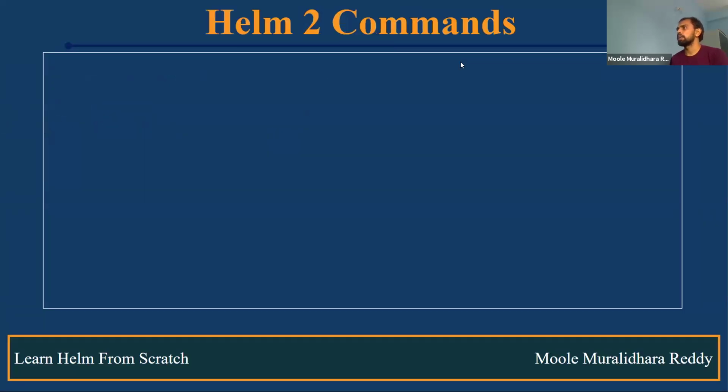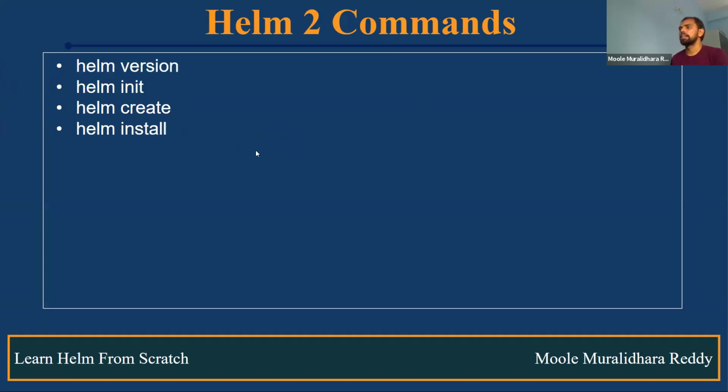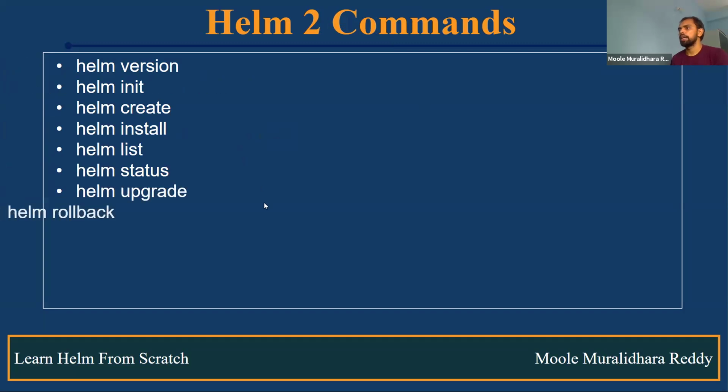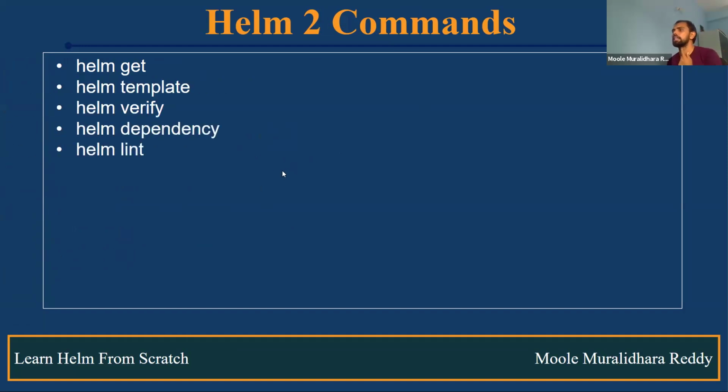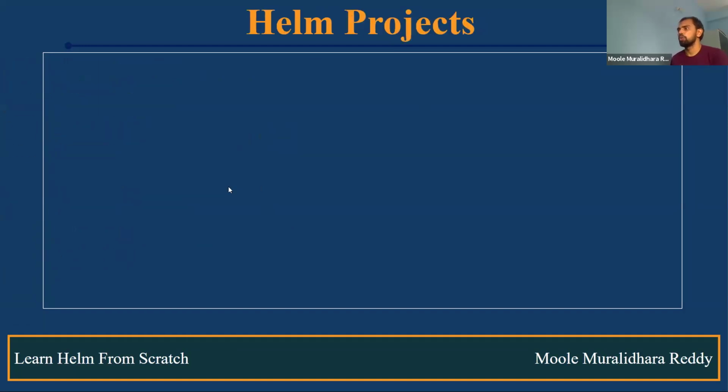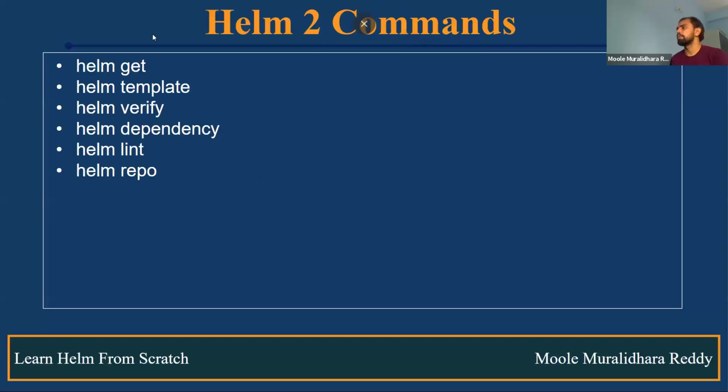Okay, and also Helm 2 related commands I have covered: Helm version, Helm lint, Helm init, Helm create, Helm install, Helm list, Helm status, Helm upgrade, Helm rollback, Helm history, Helm inspect, Helm delete, and also a few more commands related to Helm get, Helm template, Helm verify, Helm dependency, Helm lint as well, Helm repo. Okay, these are the Helm 2 related commands.